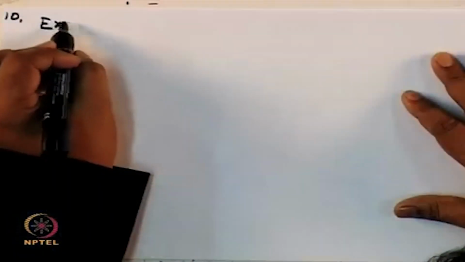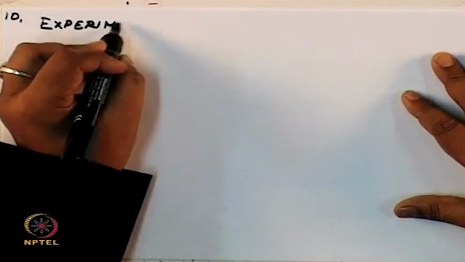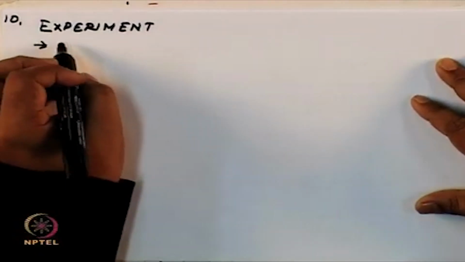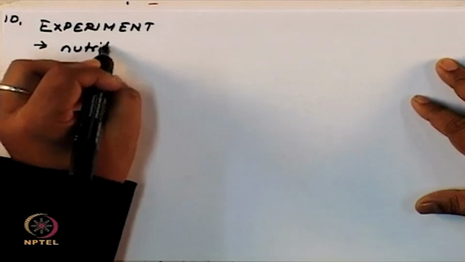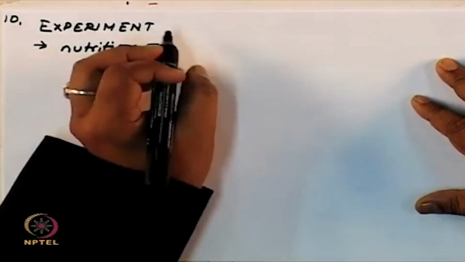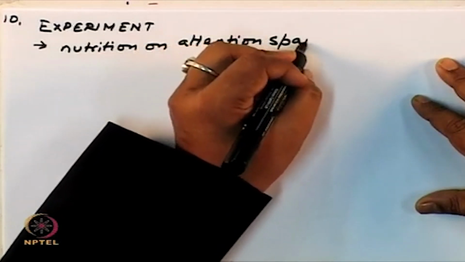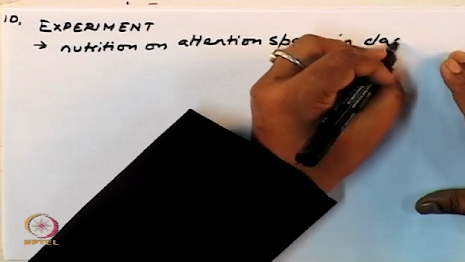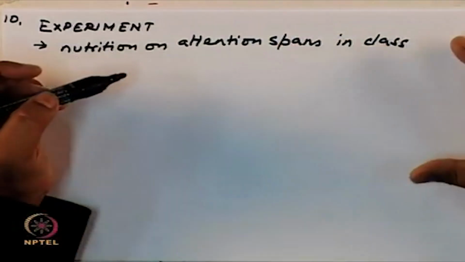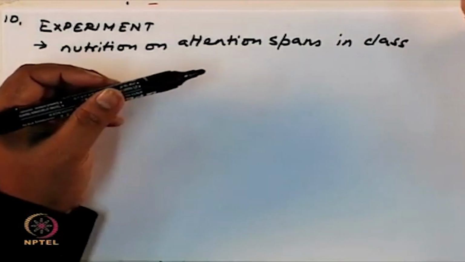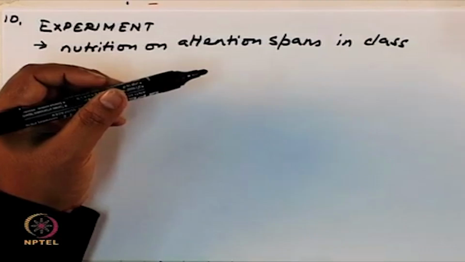So, let us do a case. Imagine you are doing an experiment where you wish to study the effect of nutrition on attention spans in class. In other words, you want to see whether there is a difference between students who have their breakfast and then come to class, and whether they pay more attention compared to students who have light breakfast or no breakfast.